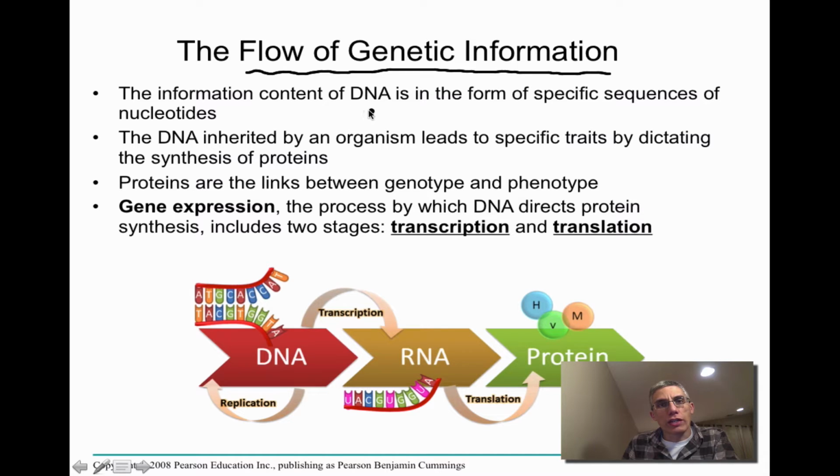Now, the information content that we find in DNA is going to be in the form of specific sequences of nucleotides. The DNA inherited by an organism is going to lead to specific traits, those characteristics that you would find on an organism, by dictating the synthesis or the making of those proteins. Now, the proteins are going to be the links between the genotype, or the genetic makeup of that organism, and then, of course, the phenotype that's going to be produced by the genotype that you find in those genes.